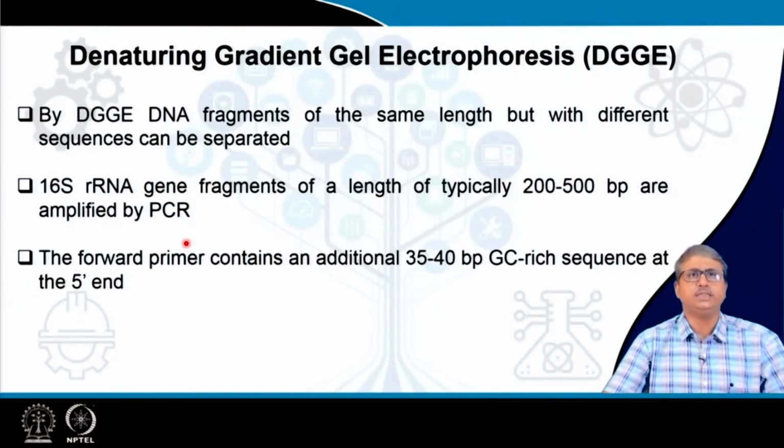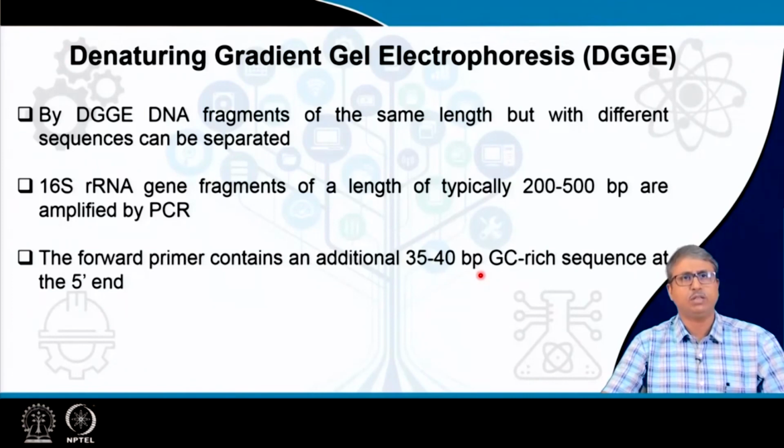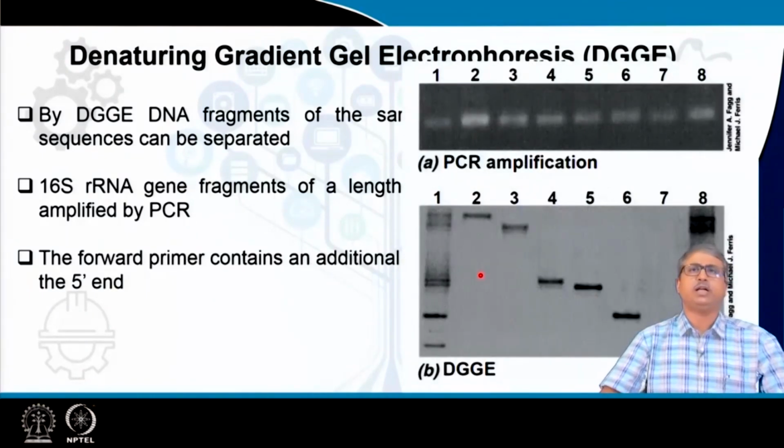Now, by DGGE, DNA fragments of the same length but of different sequences can be separated. Generally the length of the 16S RNA gene that is amplified through PCR is 200 to 500 base pair, and the forward primer in the PCR reaction contains an additional 35 to 40 base pair GC-rich sequence at the 5' end, in order to segregate and to have sharp bands on the gel when we run it.